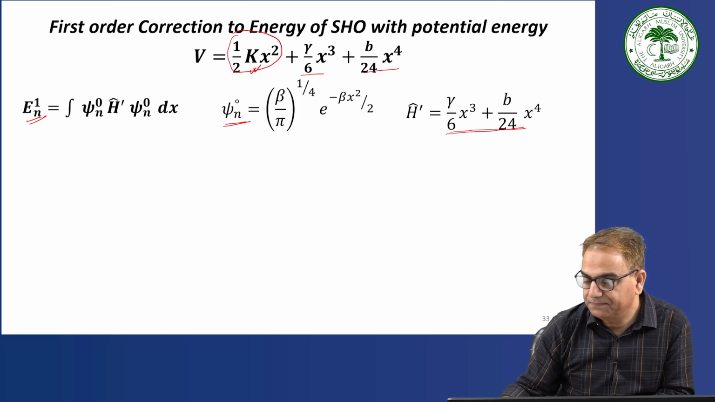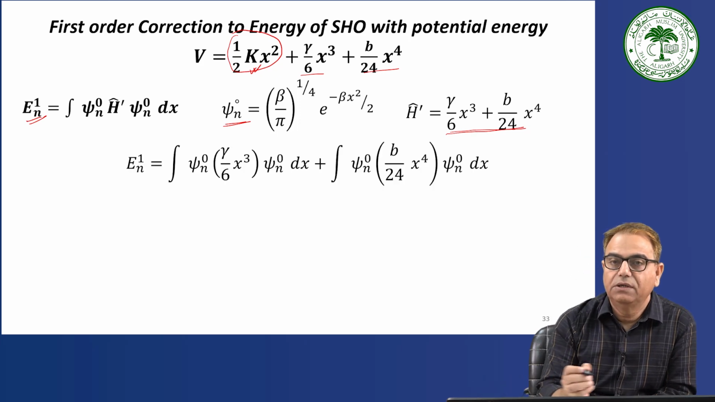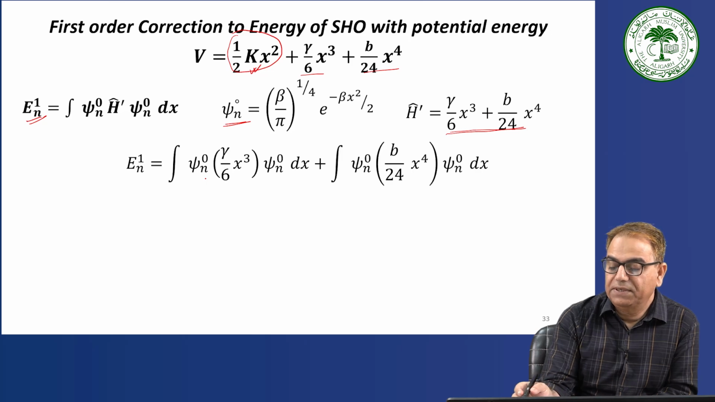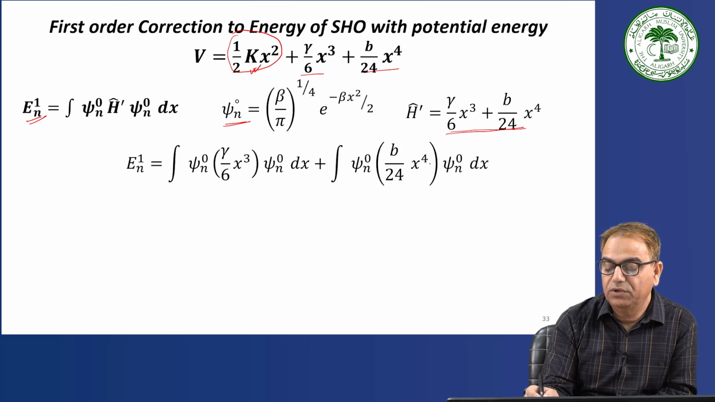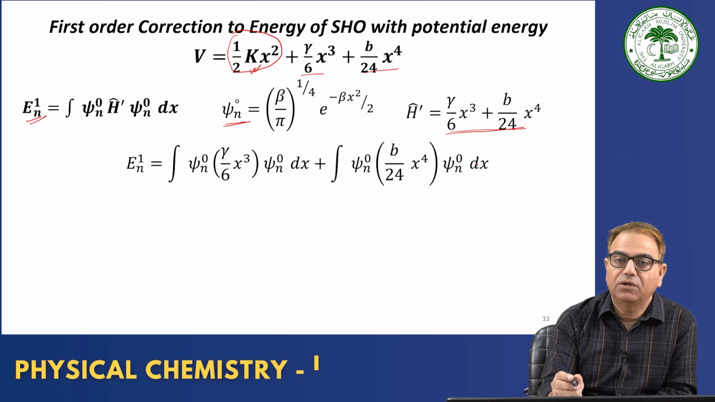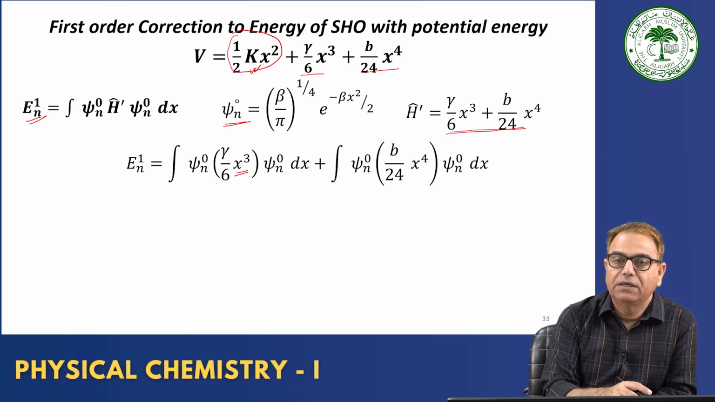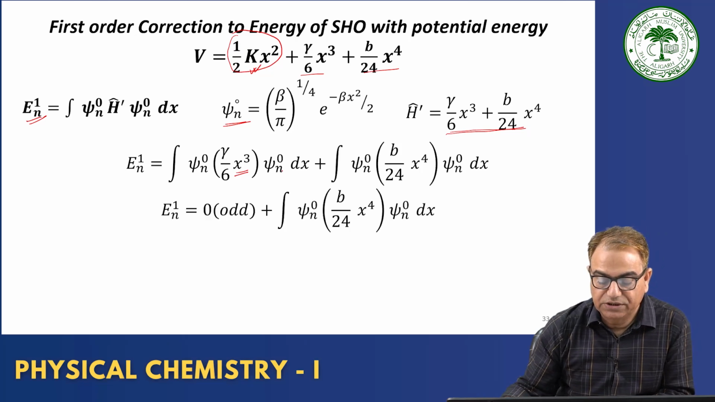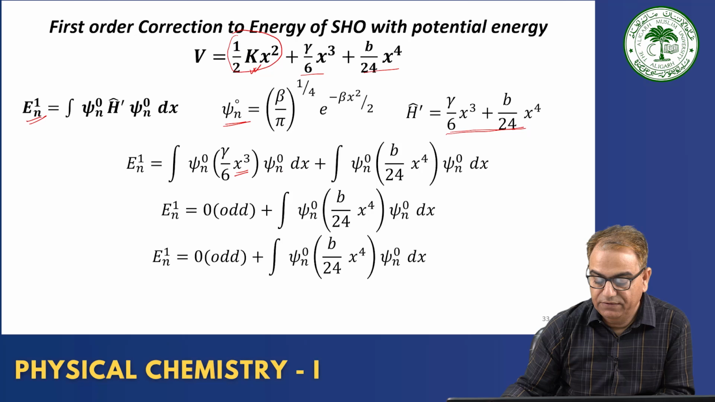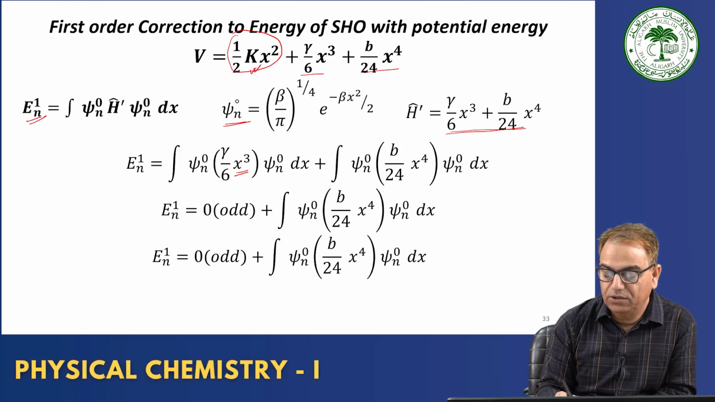If you put in these values of psi n naught, then the perturbation is psi n naught gamma divided by 6 x cube psi n naught dx plus psi n naught beta divided by 24 x raised to the power 4 psi n naught dx. And in the case of the simple harmonic oscillator, I talked in detail that if you have an odd function, then odd integrals are going to be 0. So this first integral becomes 0, and you have only this integral to be solved: psi n naught beta divided by 24 x raised to the power 4 psi n naught dx.